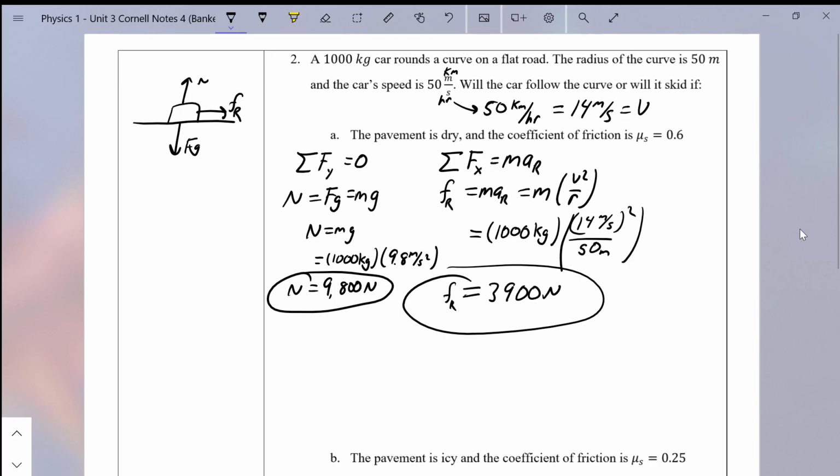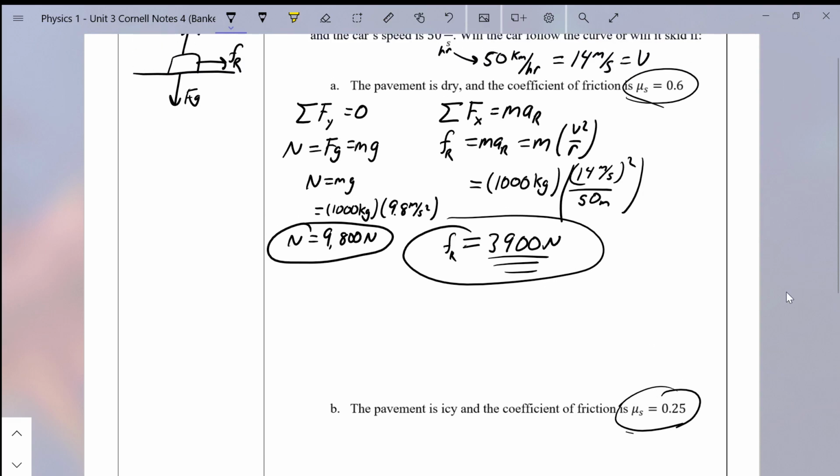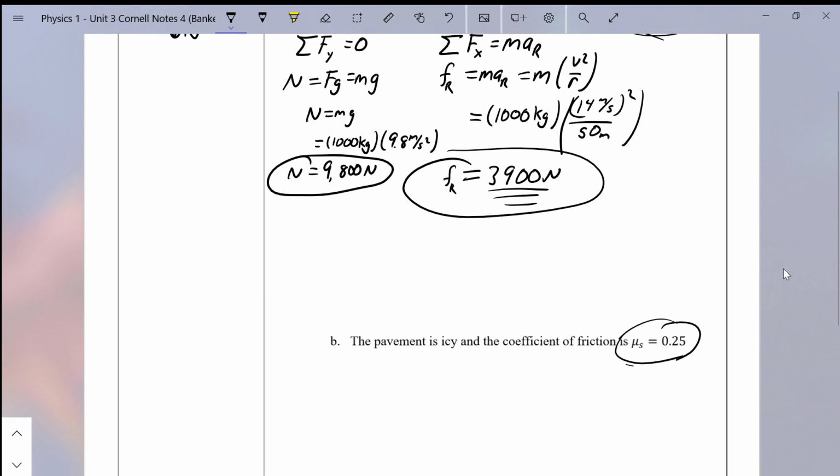So I will need to figure out the maximum amount of friction for each of these scenarios, mu sub s equals 0.6 and mu sub s equals 0.25. I will need an equation where I can plug in my mu sub s value and calculate, and compare it to this 3,900. If it's greater than 3,900, then the surface and car interaction will be great enough to handle that much friction. But with a lower mu sub s value of 0.25, the maximum friction will not be as much.